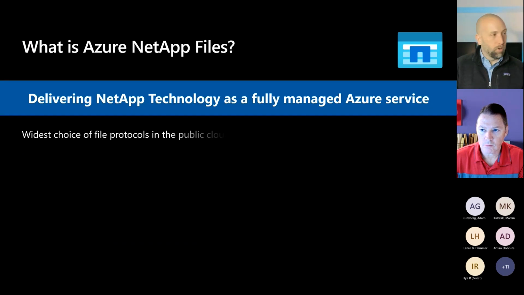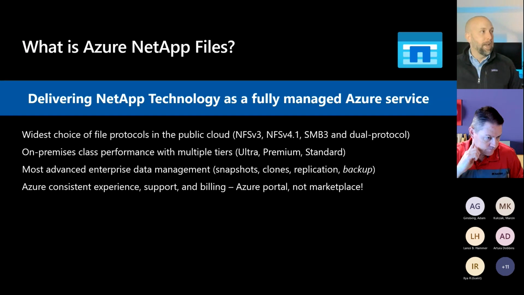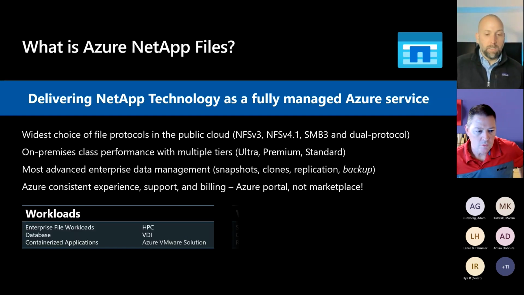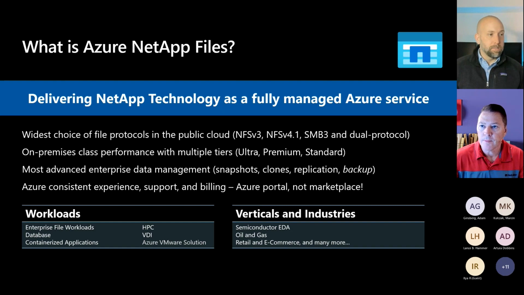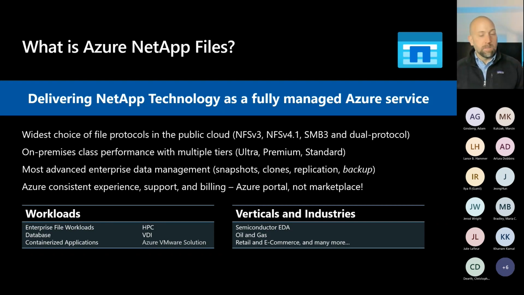And before we get into the demo, I'd like to talk briefly about what Azure NetApp Files is. Azure NetApp Files is a first-party Azure storage service. It's a fully managed file service. We provide NFS and SMB volumes as well as dual protocol volumes. We offer on-premise class performance with multiple storage tiers, including standard, premium, and ultra. Advanced data management capabilities, things like snapshots, clones, replication, and backup are all built into the service. And because this is a first-party service and not a marketplace offering, we have a consistent experience, support, billing, APIs, PowerShell, whatever it is that you like, all built in and supported by Azure.